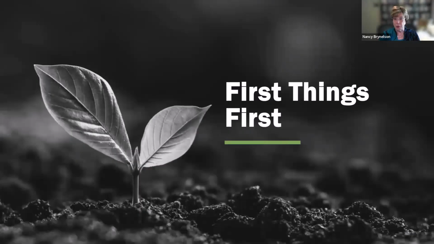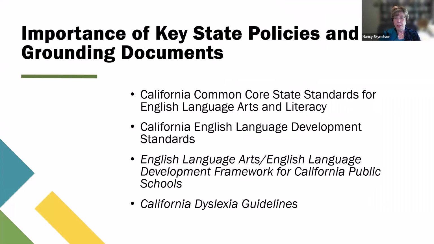But first things first. We need to be aware, and we're recommending that you take time to orient yourself to these key policies and grounding documents. It goes without saying that the Common Core State Standards for English Language Arts and Literacy are critical. That's the basis for all of what we are teaching students in our schools and for this standard and set of TPEs.